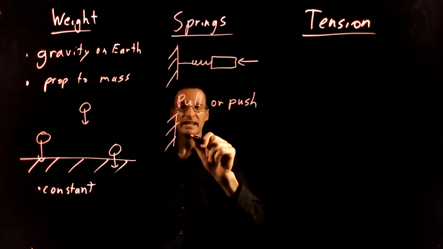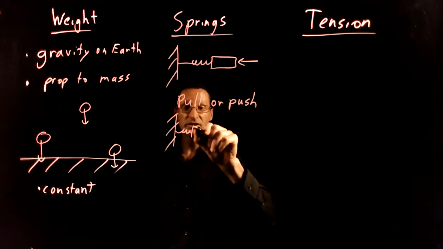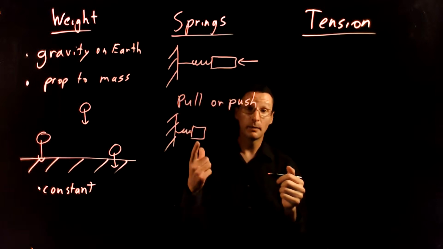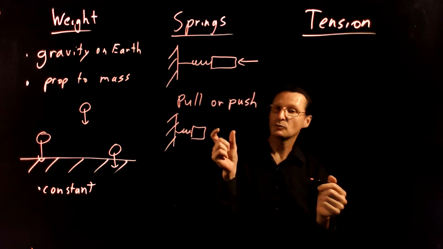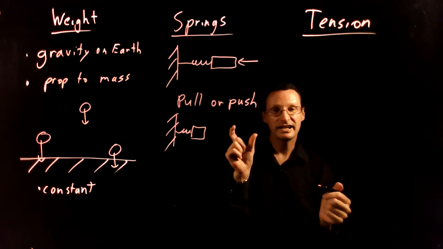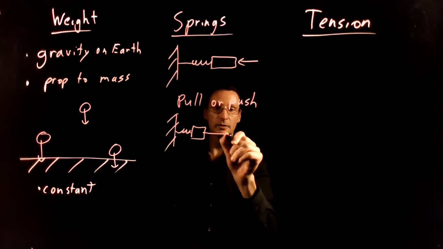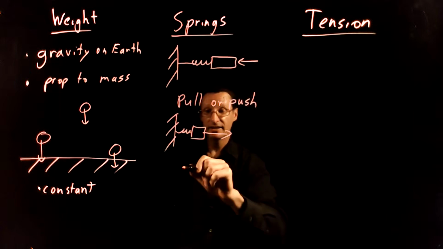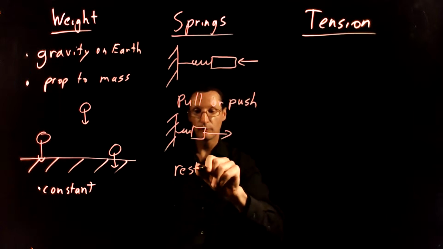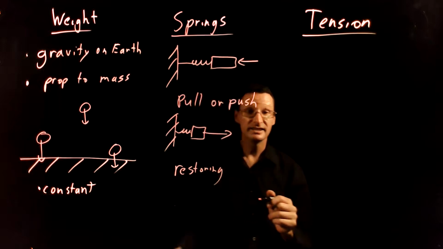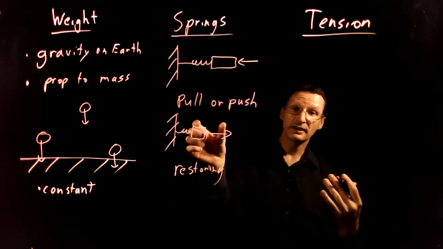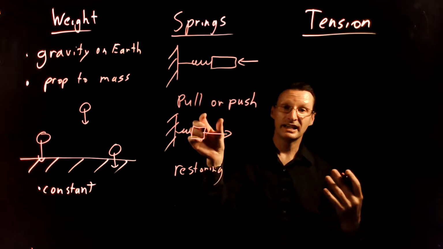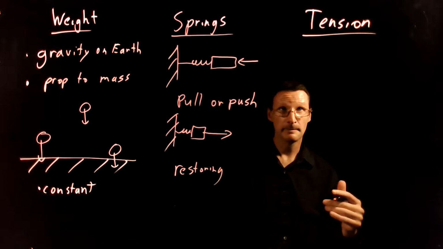Likewise, if I take the spring and I push it this way to compress that spring, the spring doesn't want to be shorter. It wants to be in its equilibrium length. And so in this case, it's going to push back. So it can be a pull or a push. And this is often called a restoring force because it wants to restore the position of the spring back to its natural or equilibrium length.